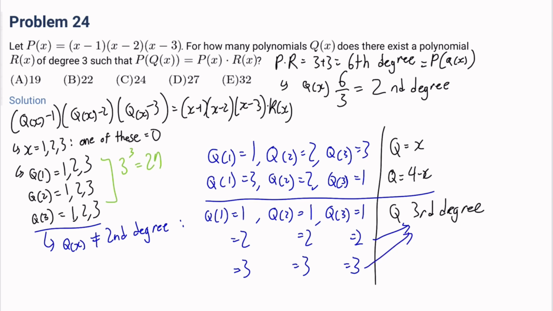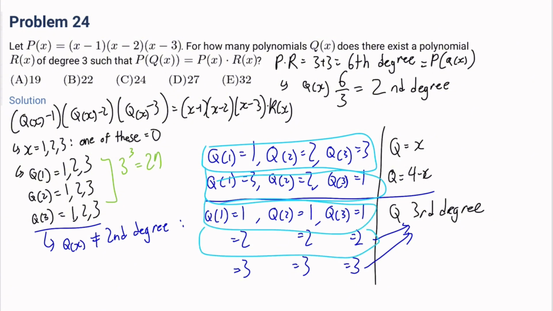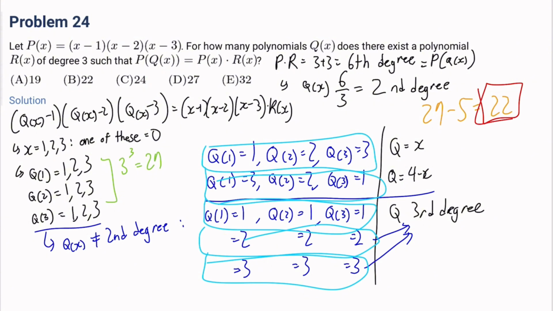We can see that these 5 Q's cannot be part of these 27, right? So what we now have to do is 27 minus the 5 of this, which is equal to 22, right? So 22 possible, that's the answer. The answer is B.